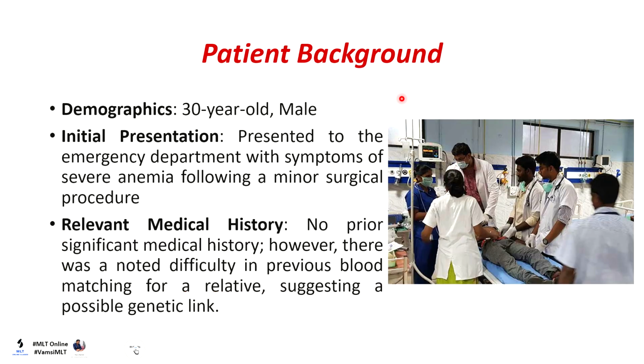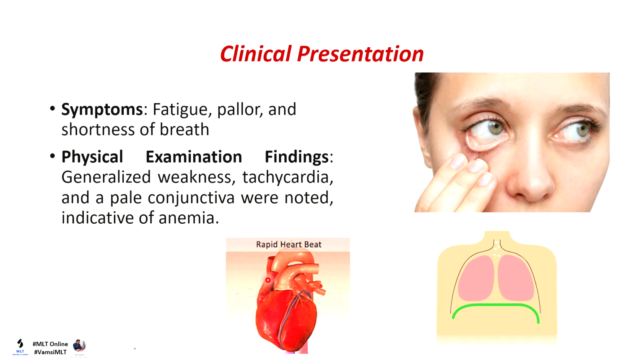So today's patient is a 30-year-old male. He presented to the emergency department with symptoms of severe anemia following a minor surgical procedure. There was no prior significant medical history. However, there was difficulty in previous blood matching for a relative, suggesting a possible genetic link with this patient. The symptoms include fatigue, pallor and shortness of breath. Physical examination found generalized weakness, tachycardia, that means increased heartbeat, and pale conjunctiva, indicating a state of anemia.